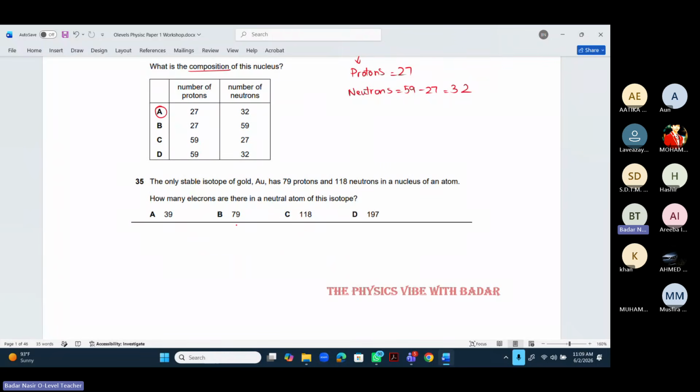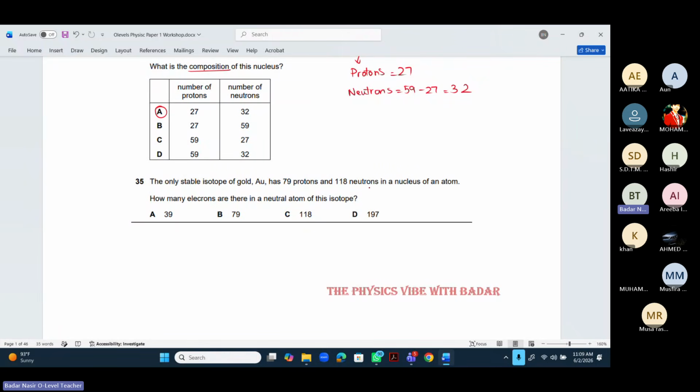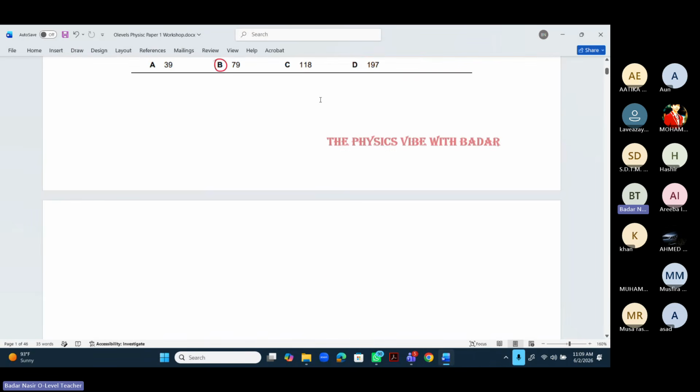The only stable isotope of gold, Au, has 79 protons and 118 neutrons in a nucleus of an atom. How many electrons are there in a neutral atom? The neutral atom में the number of protons and electrons are equal. So electrons are also 79.